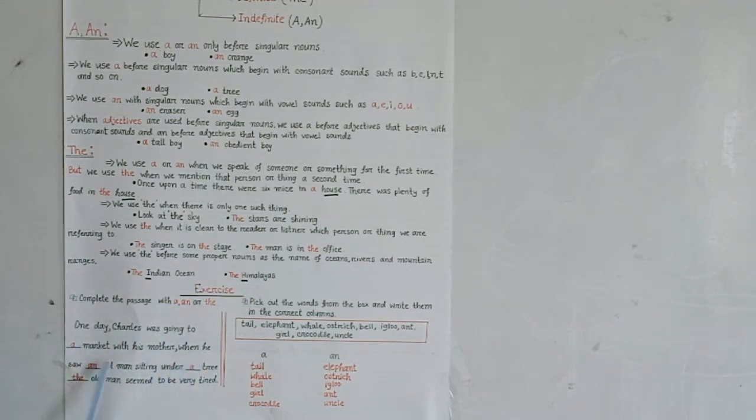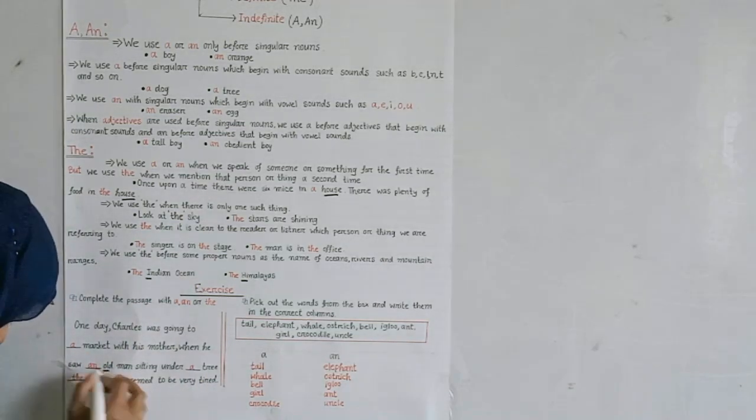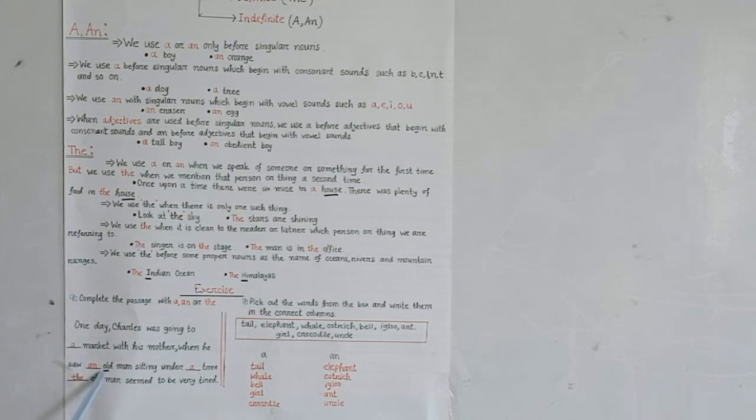When he saw dash old man sitting under dash tree. Okay. Second gap. When he saw dash old man. The word old. Old starts with O. O is a vowel. And it is used for the first time. We didn't mention about old man before. So, according to the rules, you have to use an. Then the sentence will be when he saw an old man sitting under dash tree. This also will be a because tree starts with consonant letter.